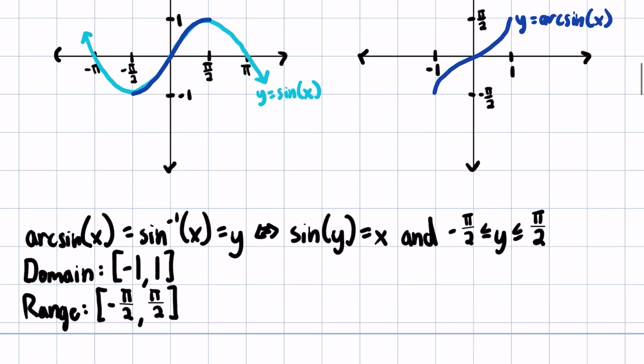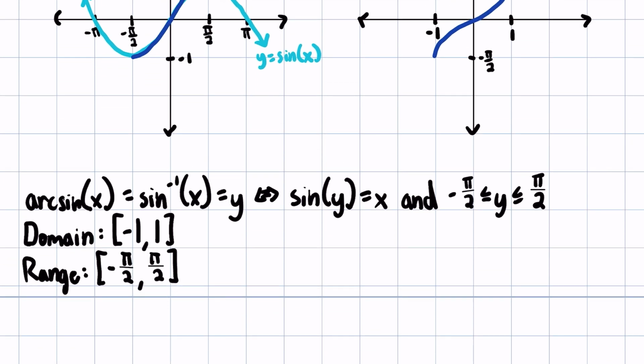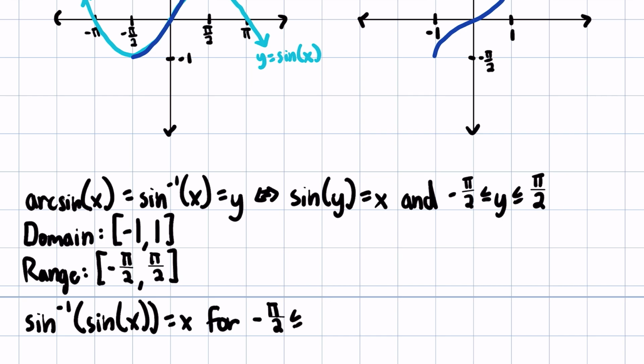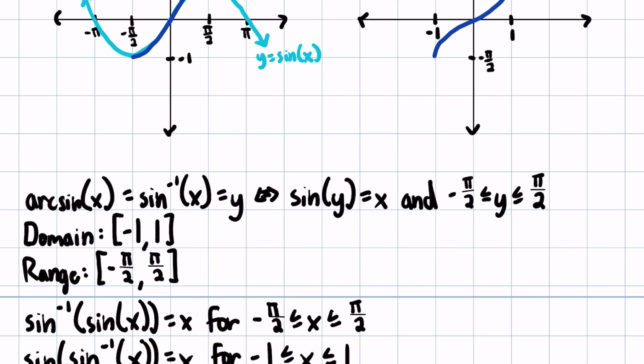Now we have some properties here. Arcsine of sine of x is going to equal x for x in the range of arcsine. And then sine of arcsine of x is going to equal x for x in the domain of arcsine, which is also the range of sine.